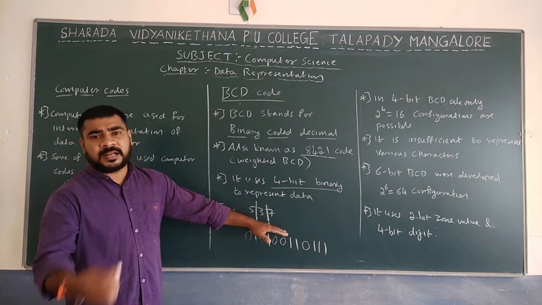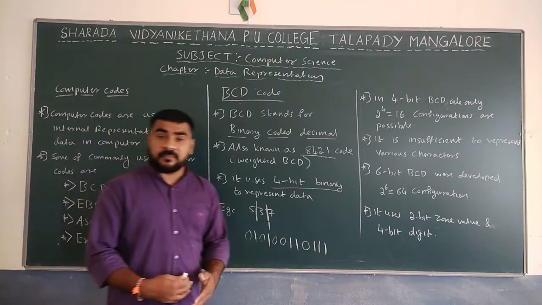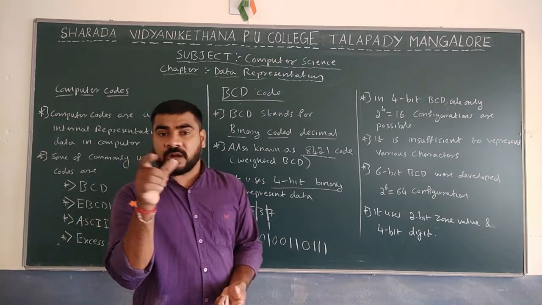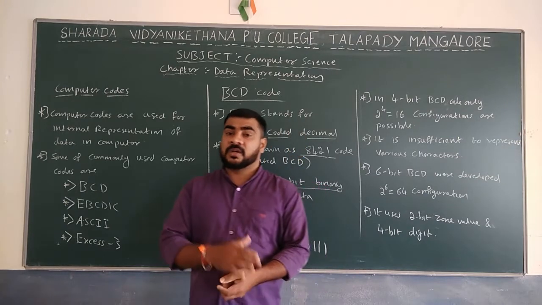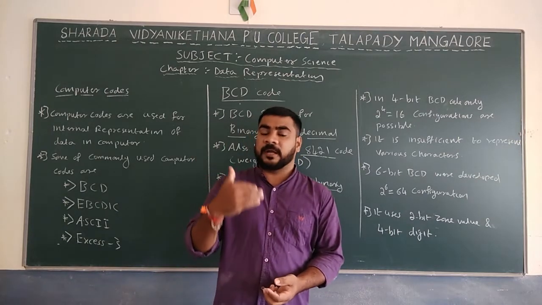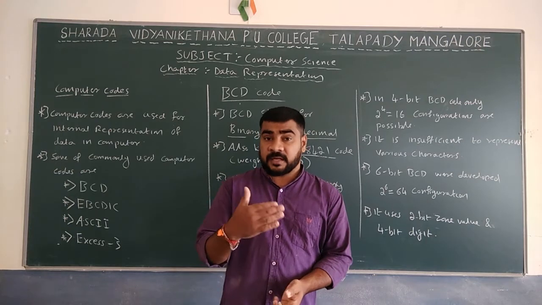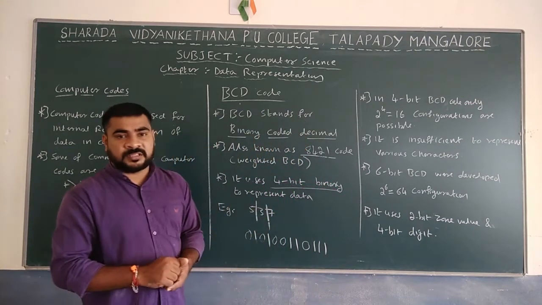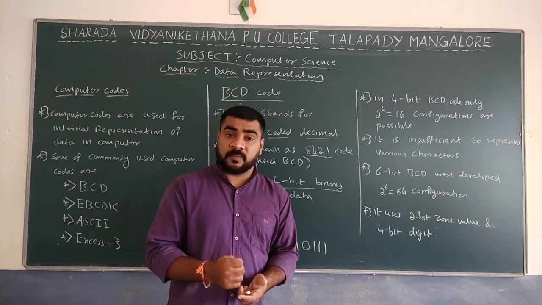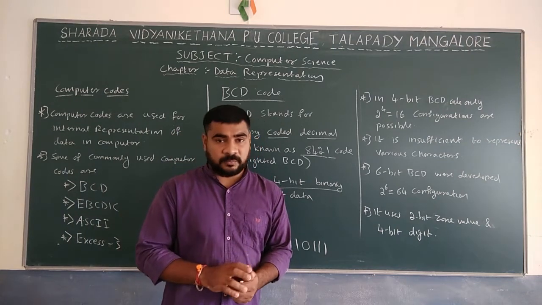So normally, whenever numbers are given, you have to convert each number into binary format. The numbers are 0 to 9. You convert all the numbers into binary format, and then separately write each number as a 4-bit number.